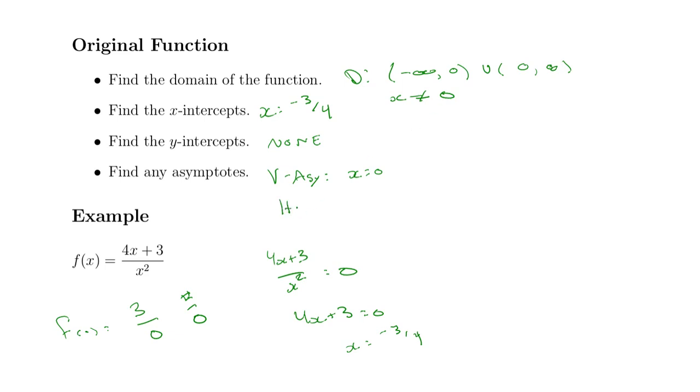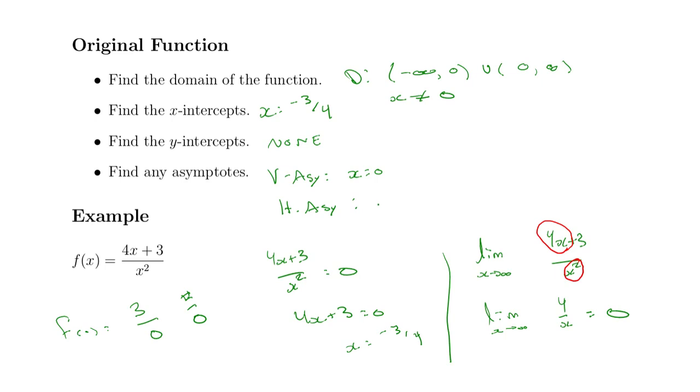And if we wanted to figure out the horizontal asymptote, what we need to do is look at a limit as x goes to infinity of (4x plus 3) over x squared. And if you remember, this is a long time ago, we can just look at the biggest terms. And so we're really looking at the limit as x goes to infinity of 4 over x, and that's going to go to 0. So we've got a horizontal asymptote at y equals 0. All right, that's a lot of stuff.